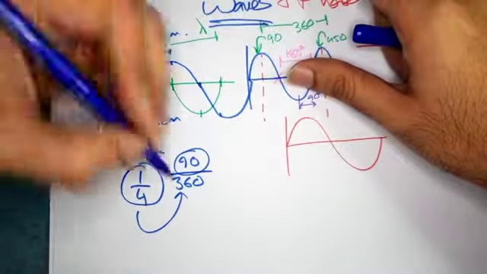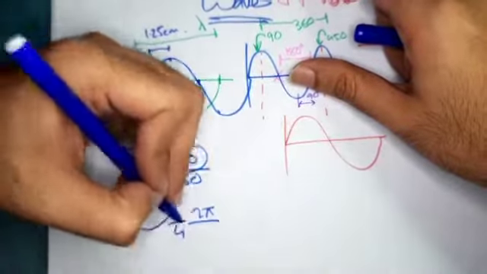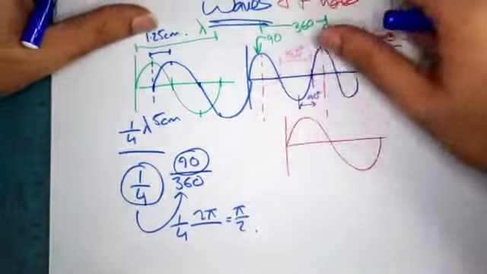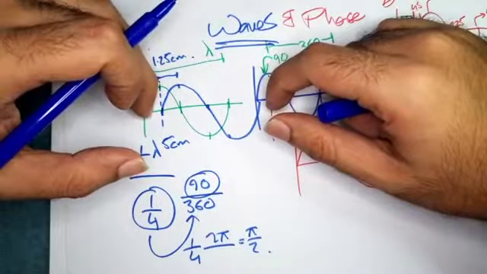We can even take this concept and go into radians. For example, if one complete cycle is 2 pi, then how much is 1/4 of 2 pi? Which is basically pi by 2. So this is how we can also represent phase difference. Is this making sense, guys?